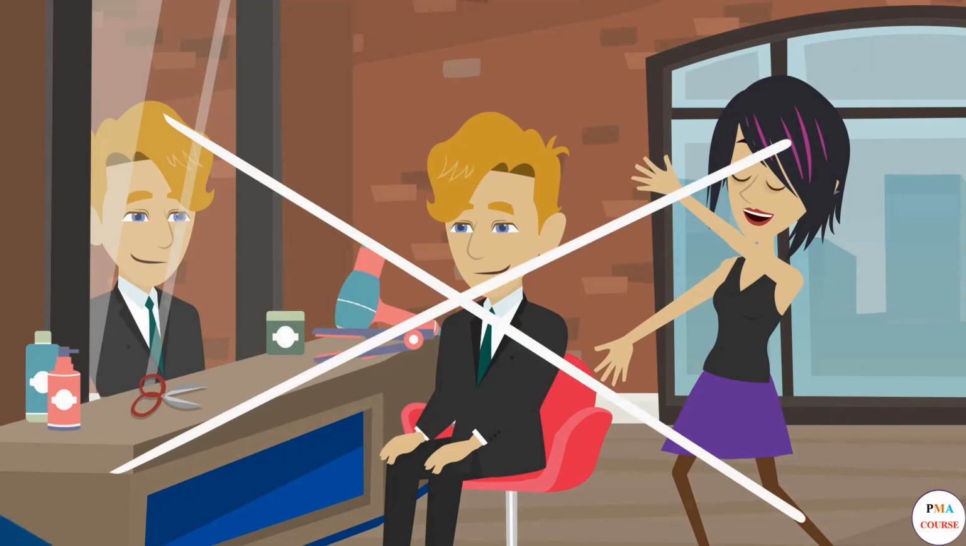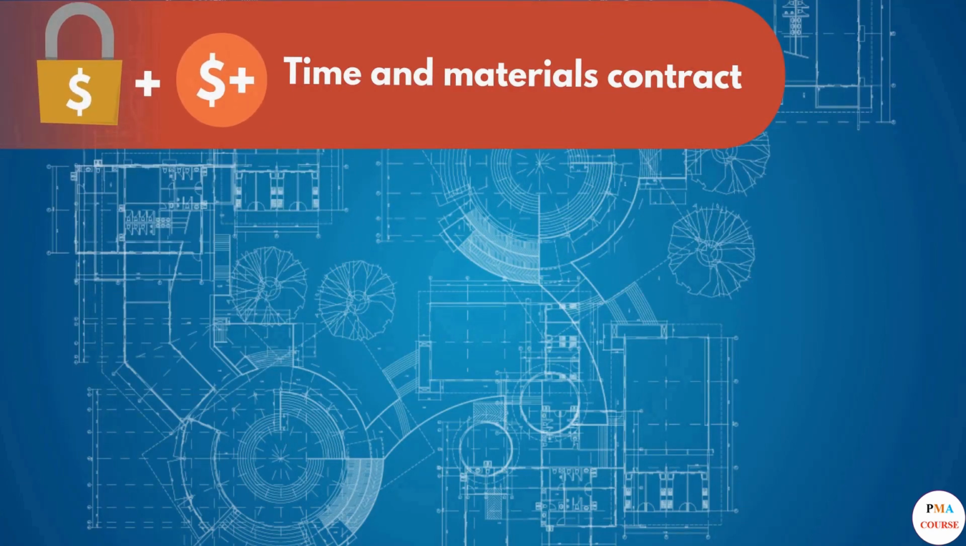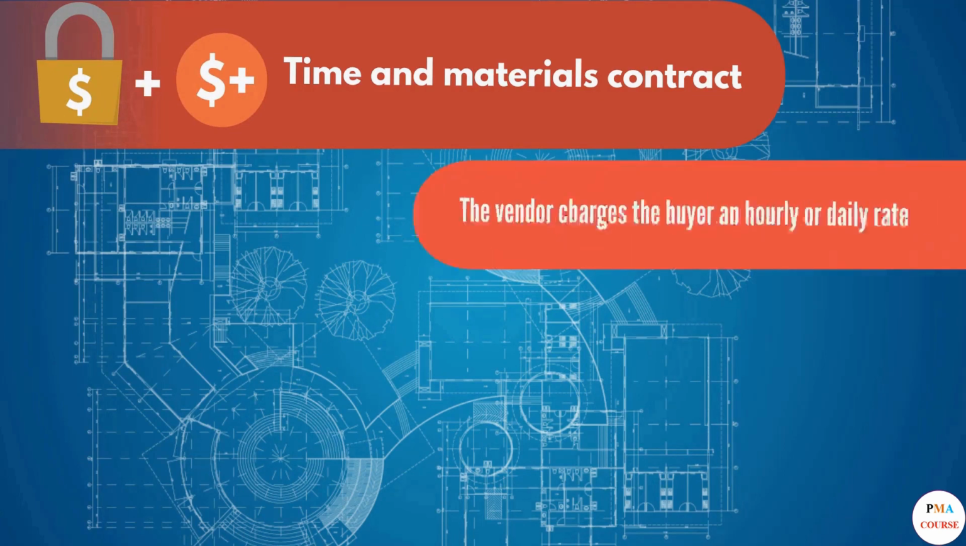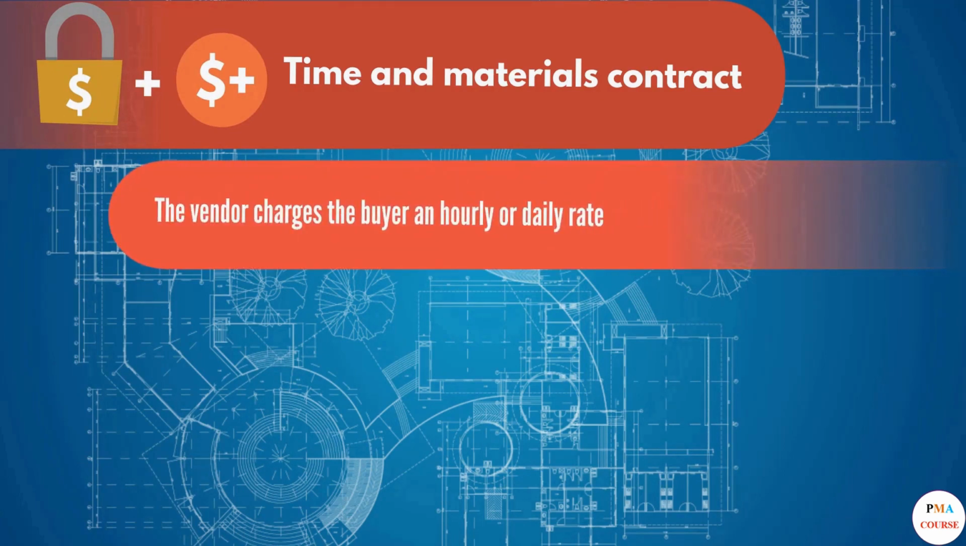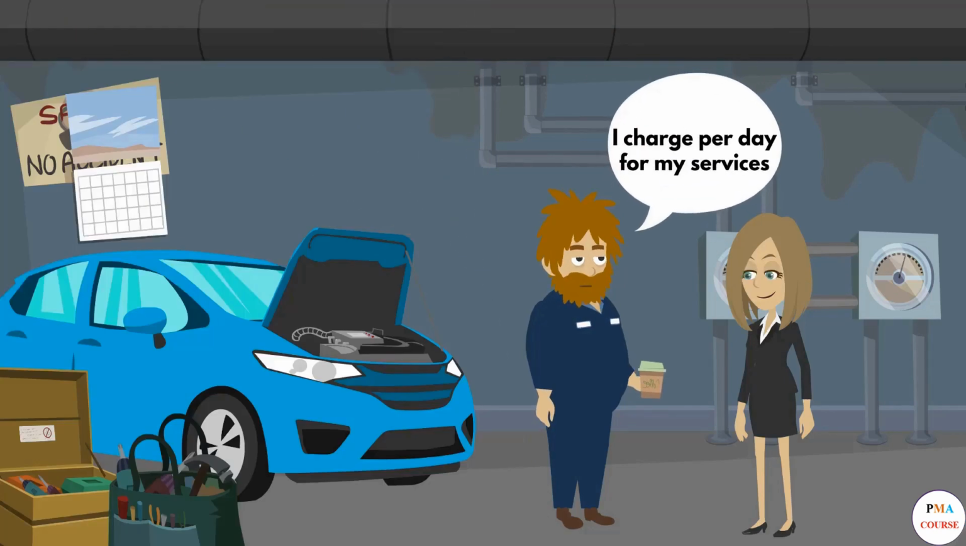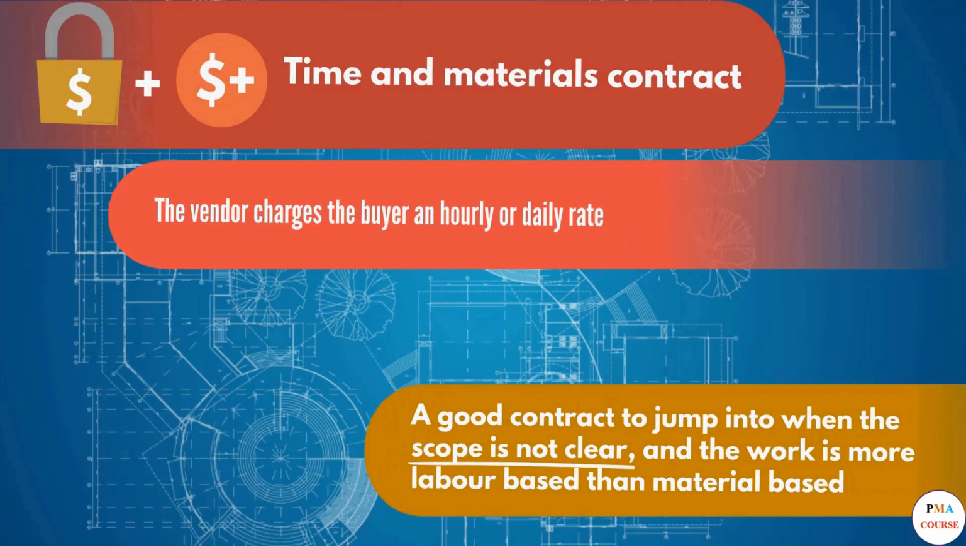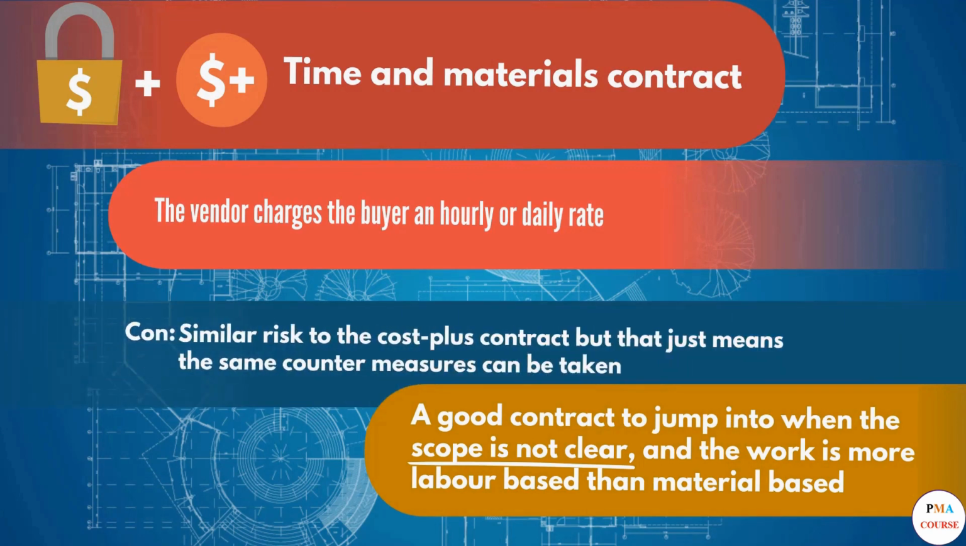The third type of contract is called time and materials, and it's a mixture of fixed price and cost plus. It's where the vendor charges the buyer an hourly or daily rate. For example, when consultants or technicians charge per day for their services. It's another good contract to jump into when the scope is not clear, and the work is more labour-based than material-based. It runs a similar risk to the cost plus contract, but that just means the same countermeasures can be taken.